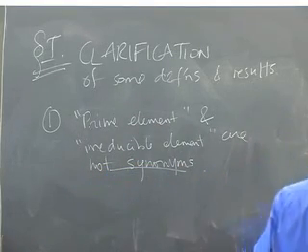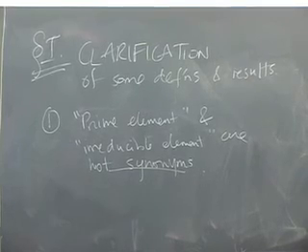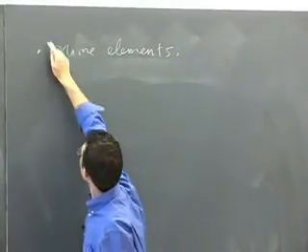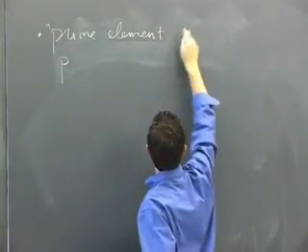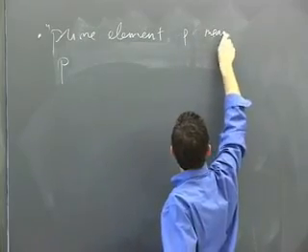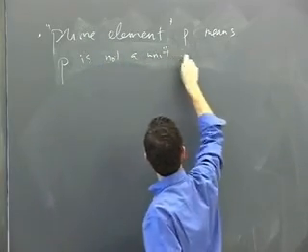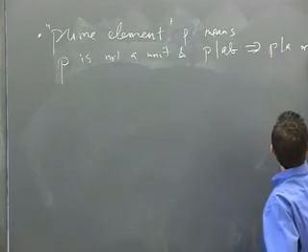So, can anybody tell me what a prime element is? If P is able to divide, first of all, P is not 0. Actually, it could be 0. But it's not a unit. And if it divides the product of two numbers, then it divides one or the other. Exactly. So the definition is: prime element P means P is not a unit, and P divides AB implies P divides A or P divides B.